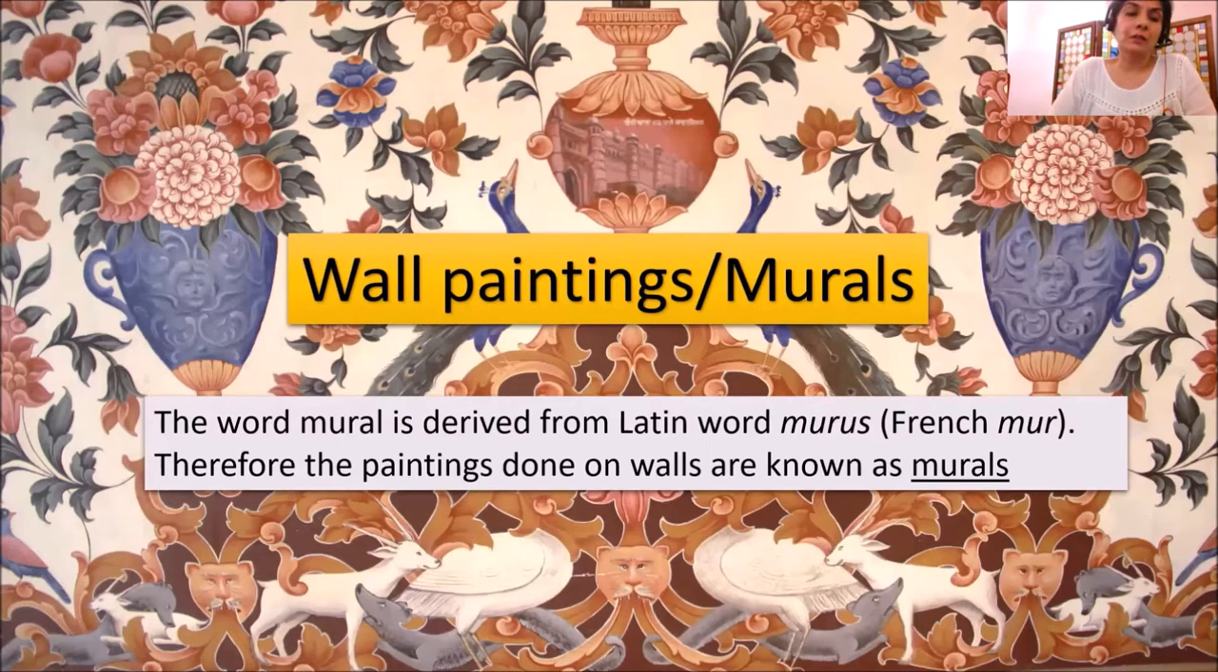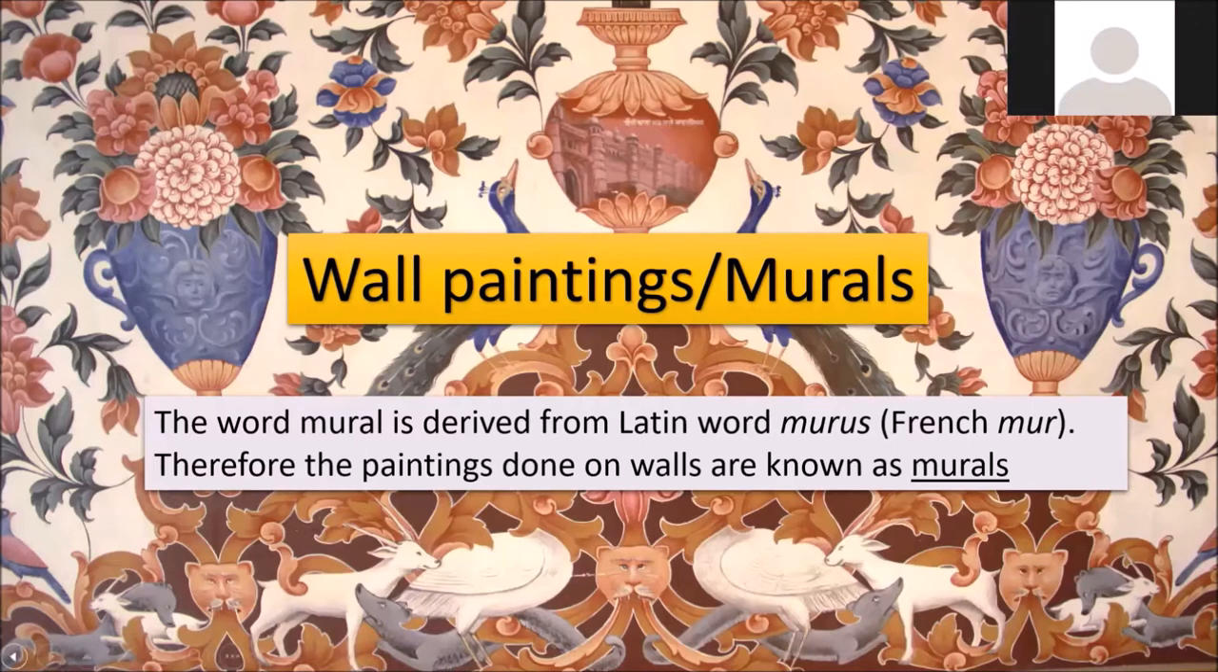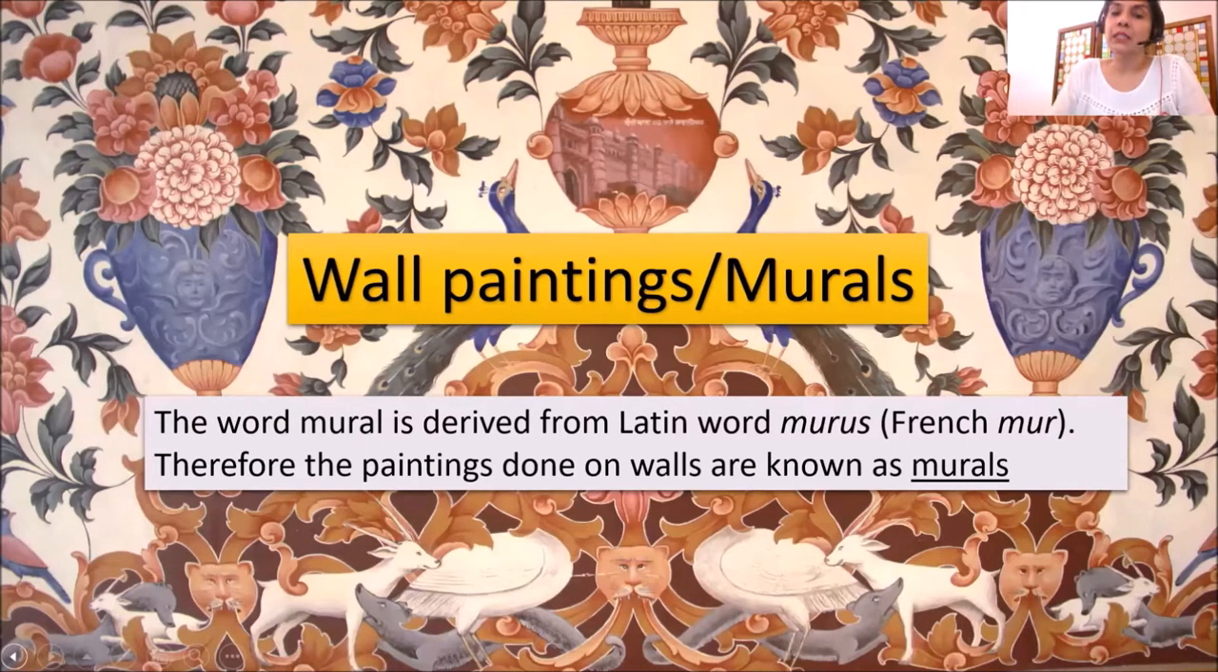So I just mentioned that murals means paintings done on walls, because the word mural means wall. Mur means wall, murus means wall. So painting done on the wall is called mural.